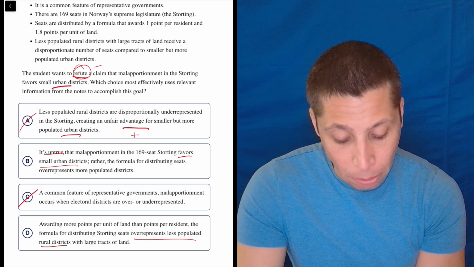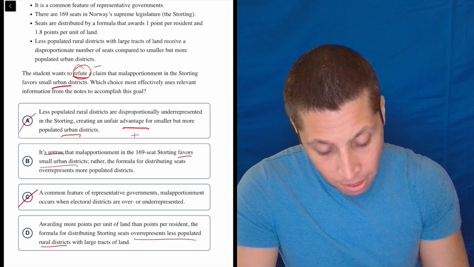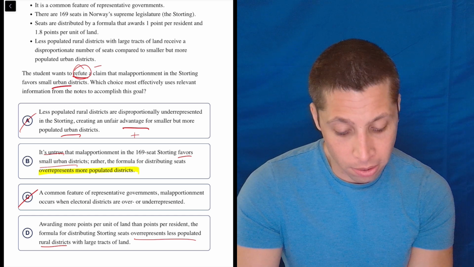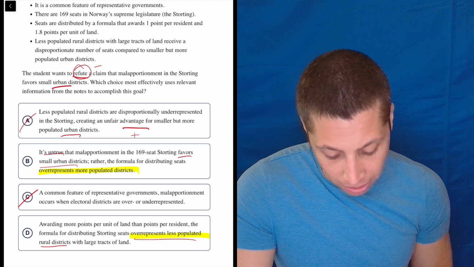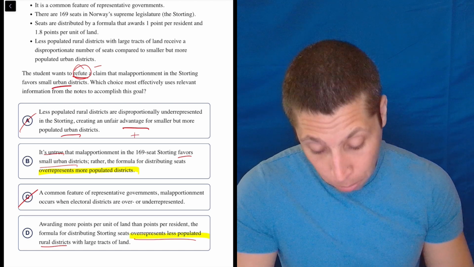The problem right now between B and D is they answer the same question in two different ways, right? This one is saying it overrepresents more populated districts. This is saying it overrepresents less populated districts. So now I got to go to the bullet points. What do the bullet points say?